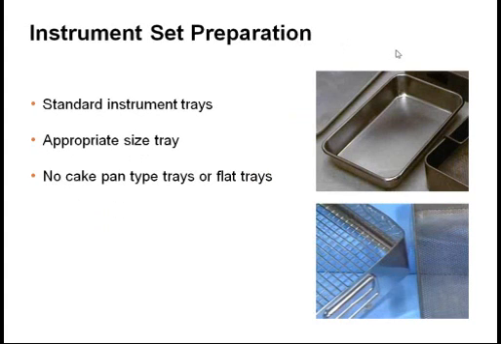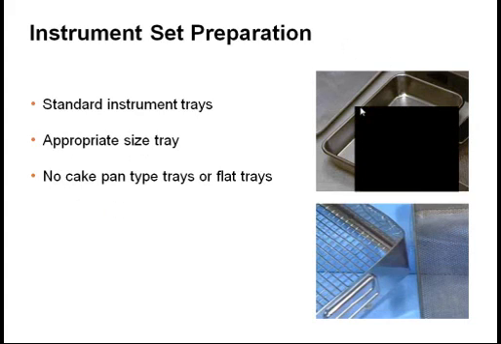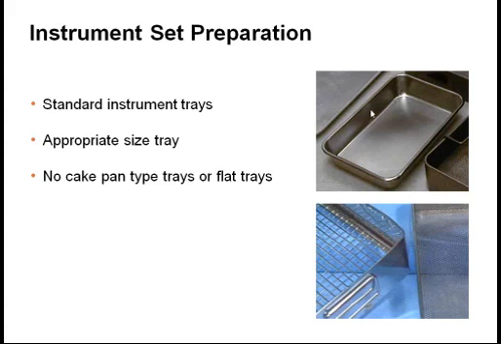Let's take a look at the guidelines for the preparation of instruments, basin sets and textile packs. Review practices to identify areas for improvement and the causes of wet packs. Use standard surgical instrument trays with wire mesh bottoms to promote drainage. Choose a tray that is large enough to distribute metal mass evenly. Cake pan type trays or flat trays should not be used unless they have adequate drainage holes.